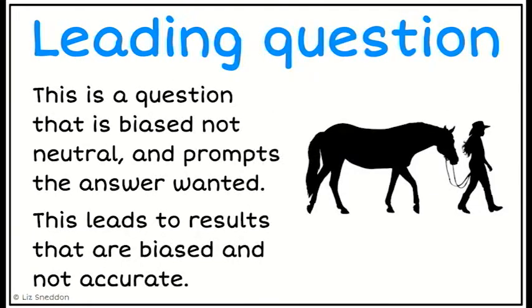A leading question. So this is a question that leads people to an answer. So, for example, tell me all the reasons why your teacher is amazing. That's leading you to just telling me the positives about your teacher. Whereas a neutral question, which is what we want, would be, what do you think of your teacher? That would be a neutral question. So if we get leading questions, our results are going to be biased, and we don't want that. We want to have accurate results.